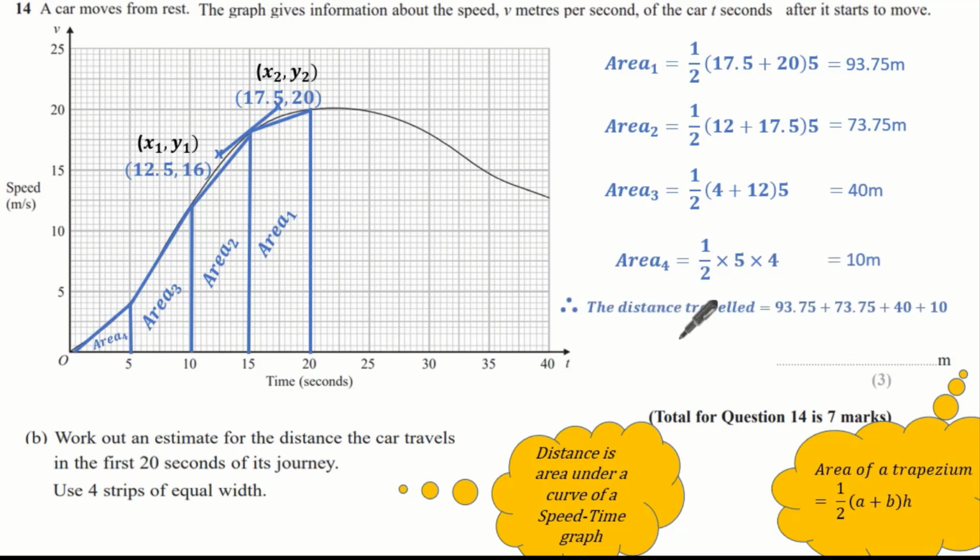So therefore, the total distance travelled would be the sum of all our areas, which for me is 217.5 meters. As it's an estimate, the examiner will accept any distance between 215 and 225 meters from correct working out from our 4 strips.